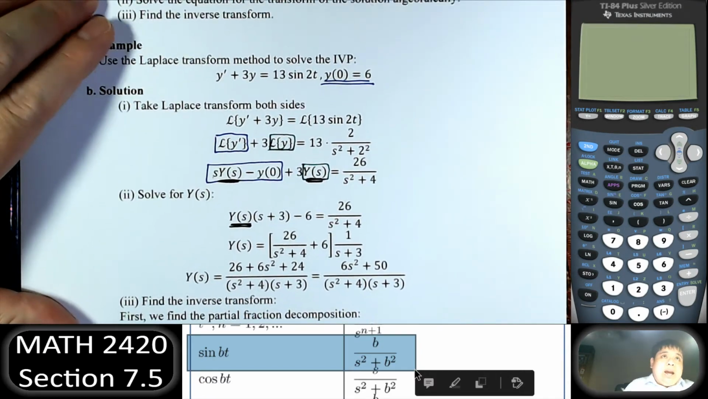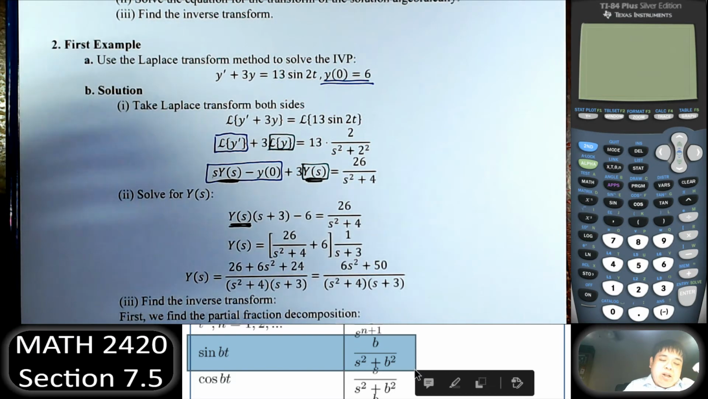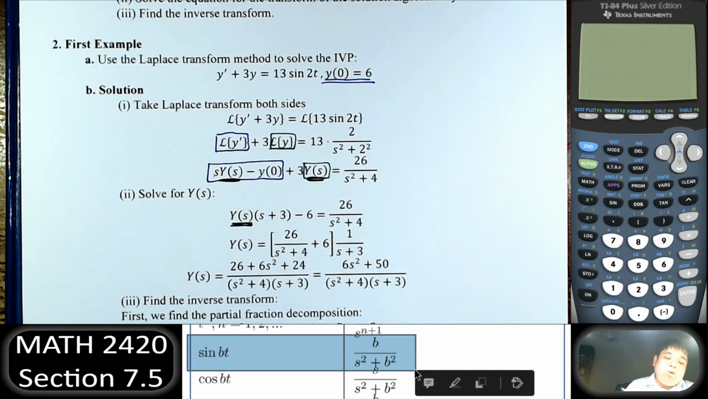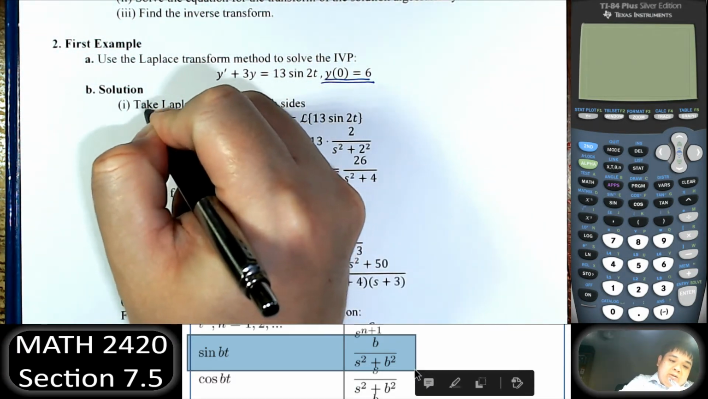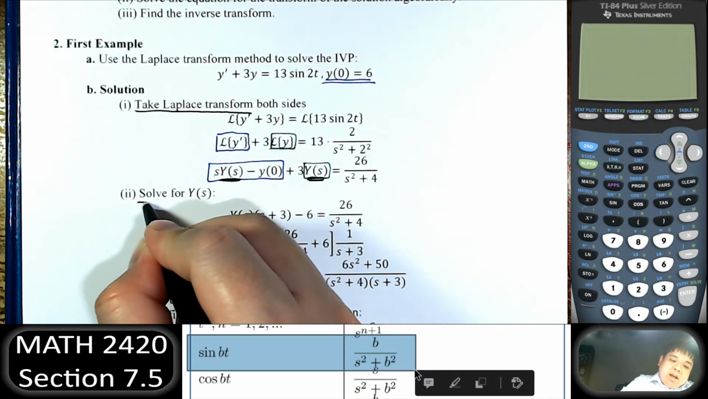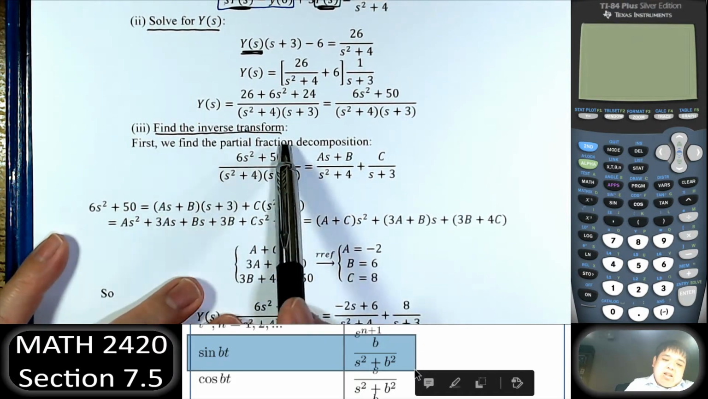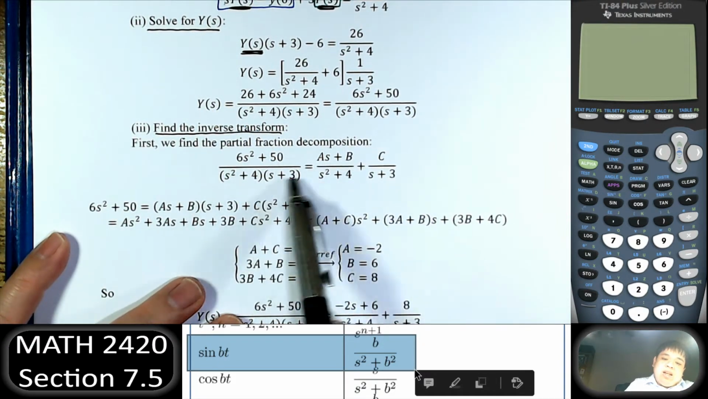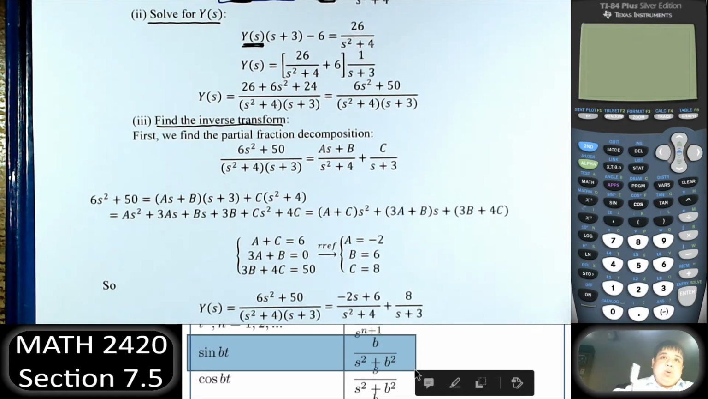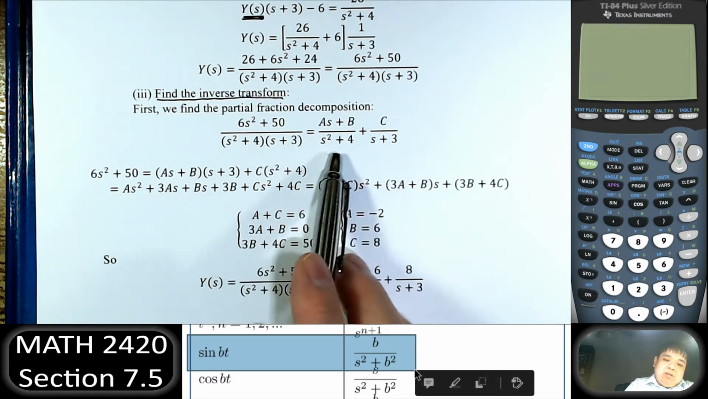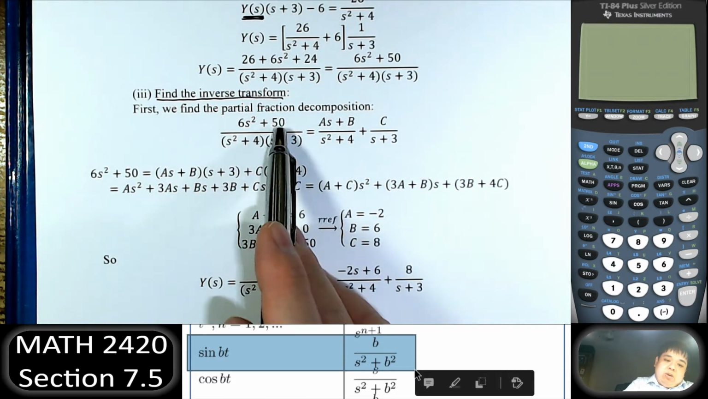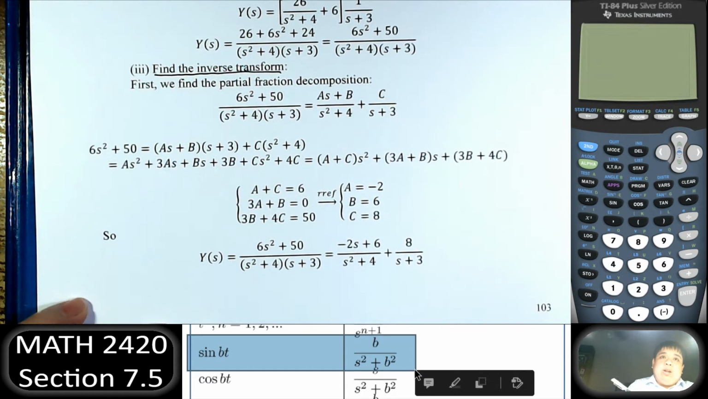So in using Laplace transform to solve an initial value problem, there will be 3 steps. First, we take the Laplace transform. Second, we solve for y of s, and finally we use the inverse Laplace transform. And now we know y of s is equal to this. We just need to decompose it, and to decompose it we use the previous section, partial fraction. So finally we can say y of s is equal to negative 2s plus 6 over s squared plus 4 plus 8 over s plus 3 after we do the partial fraction.